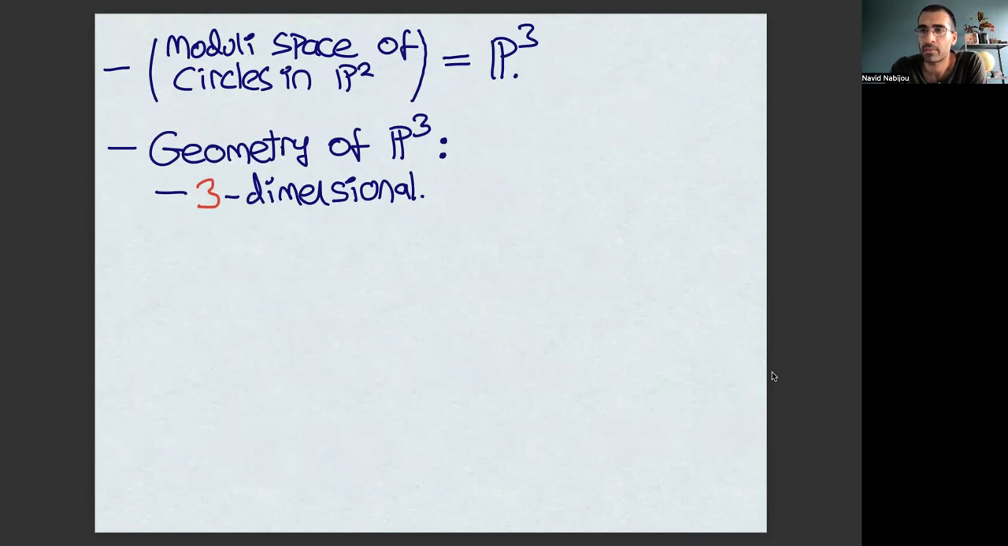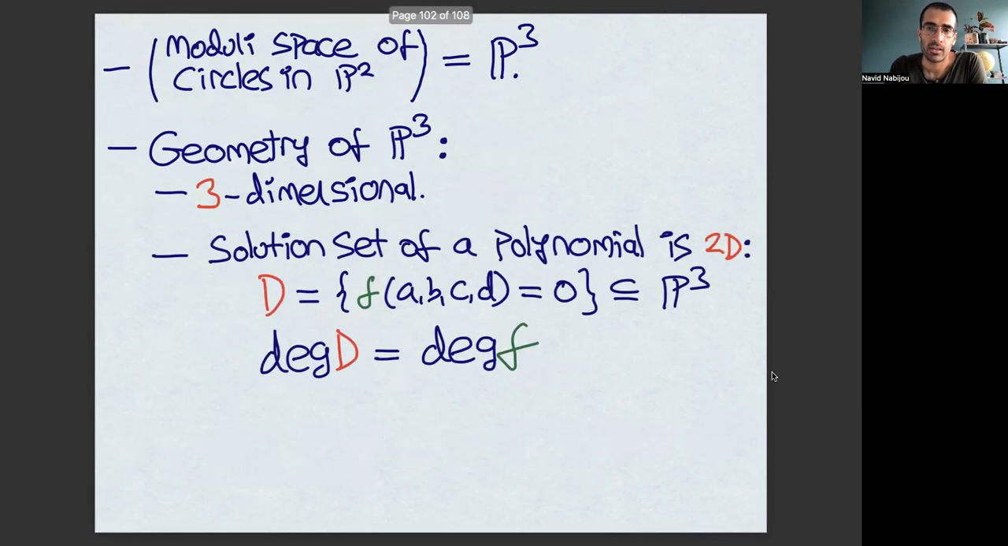Let's say a few things about the geometry of P3. The 3 indicates that it's 3-dimensional. We have these 3 parameters, which is what we saw right at the beginning: the center of the circle and the radius. Now, we're working over the complex numbers, but nevertheless we still have 3 parameters. Just like with P2, where I could look at some polynomial equation and the curve that it defined, some solution set, I can do the same thing here.